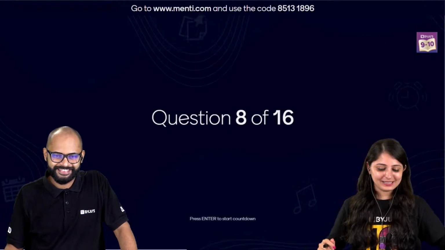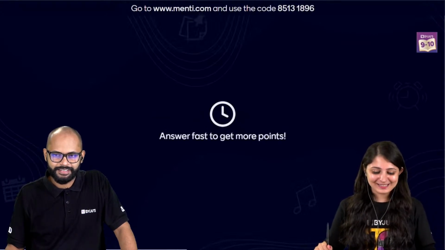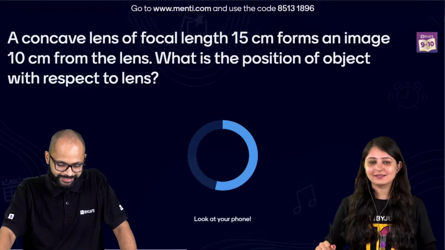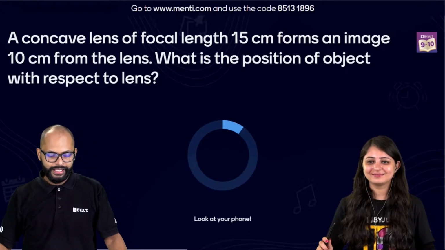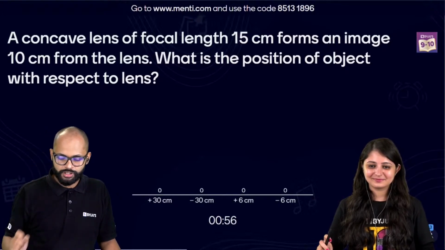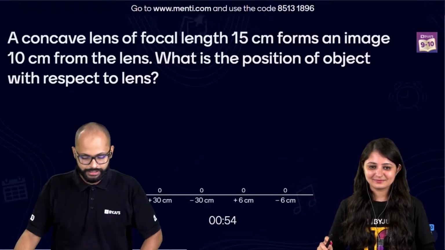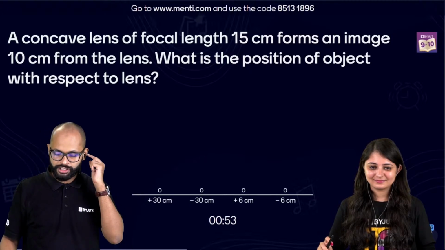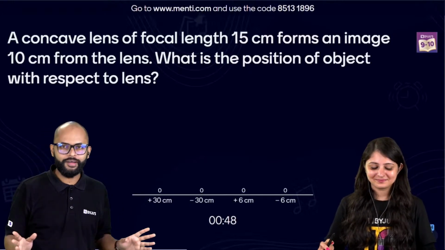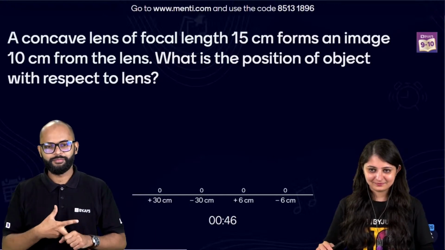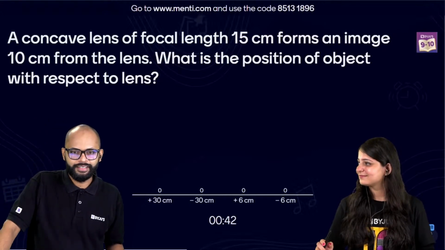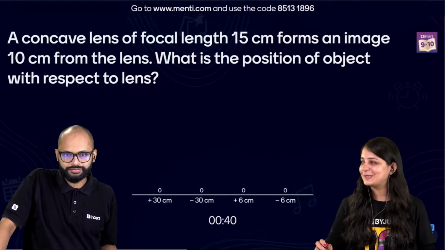Chalo, question number 8, physics question on your screens now. A concave lens of focal length 15 centimeter forms an image 10 centimeter from the lens. What is the position of object with respect to lens? I hope you have your pen and notebook with you, because थोड़ा दिक्कत होगा उसके बिना. And people, no answering. We keep telling them.